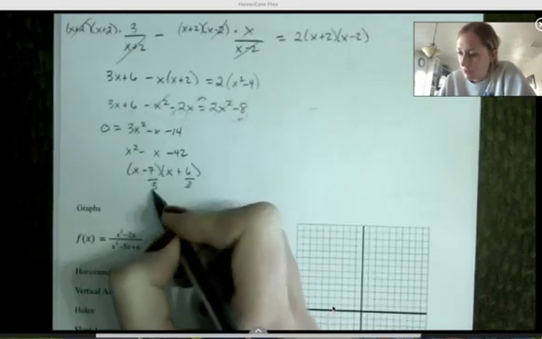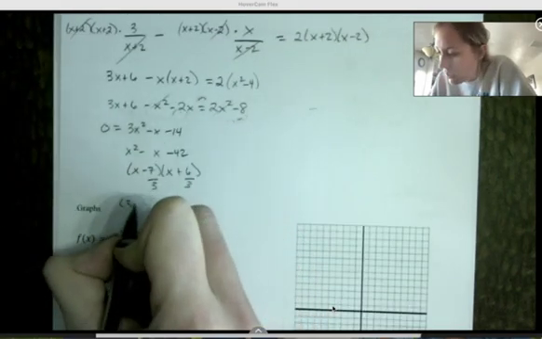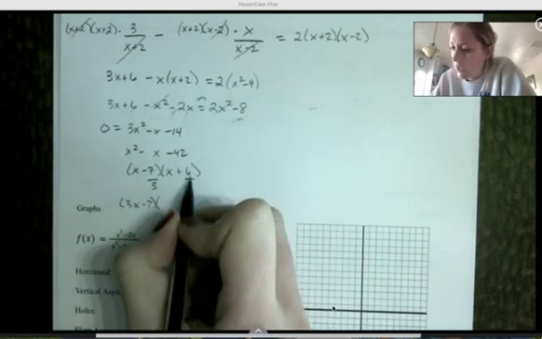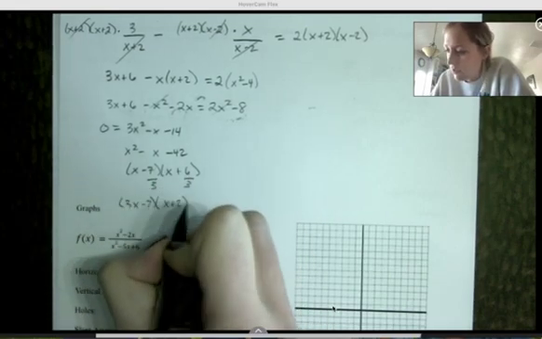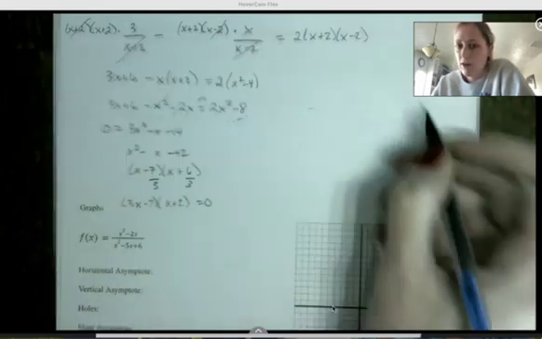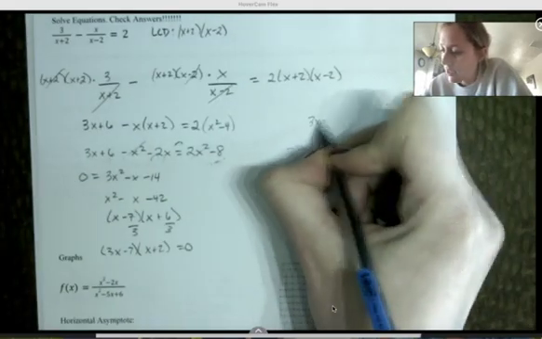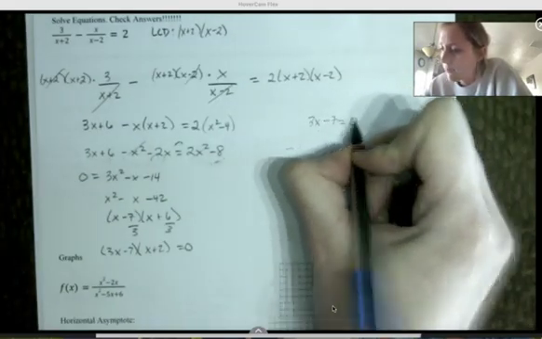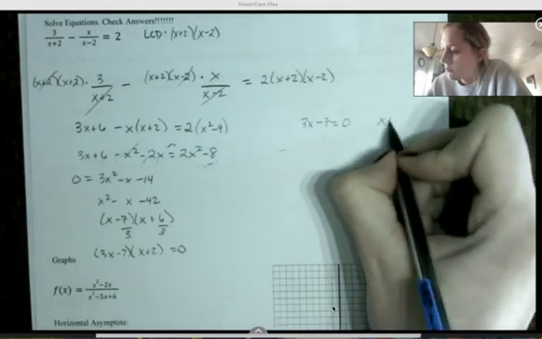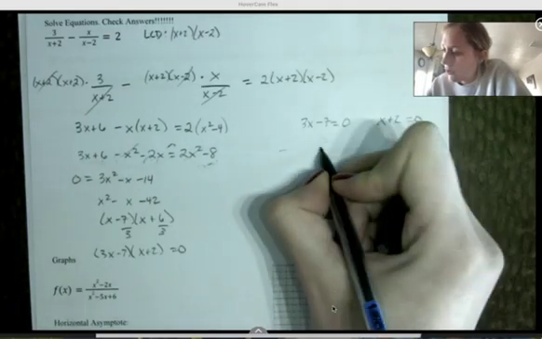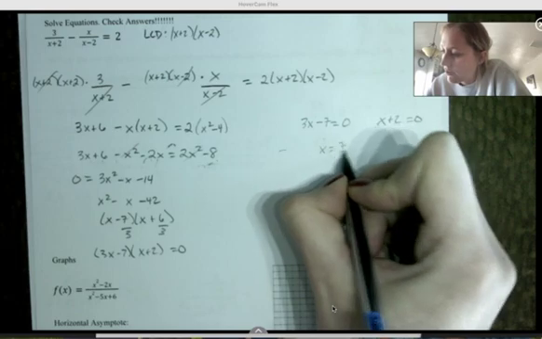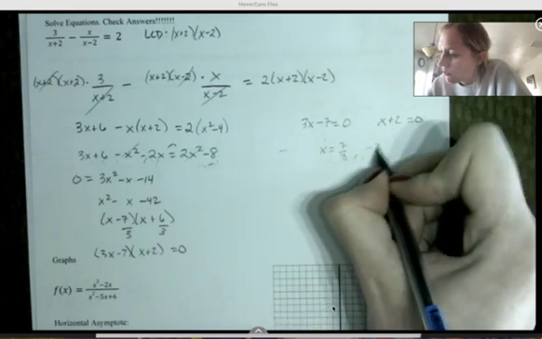So here, bottoms up with the 3, and x plus 2. Okay, so to solve, now I'm going to set 3x minus 7 equals 0 and x plus 2 equals 0. So x is 7/3 or negative 2.